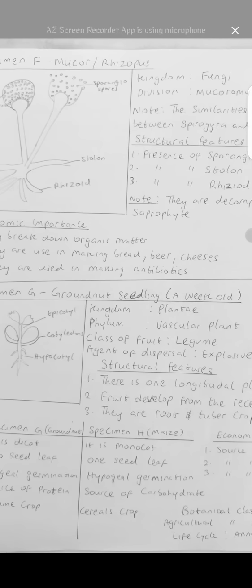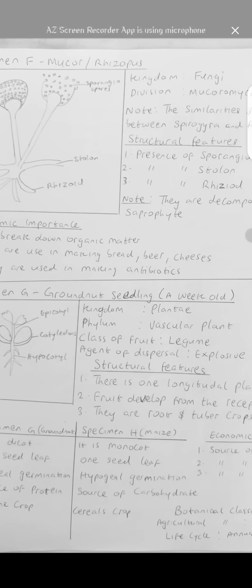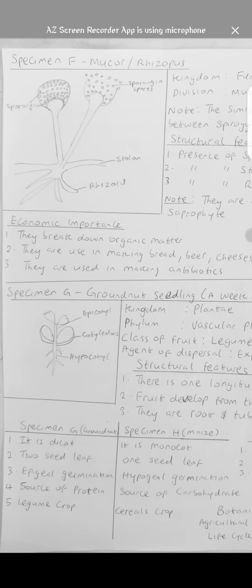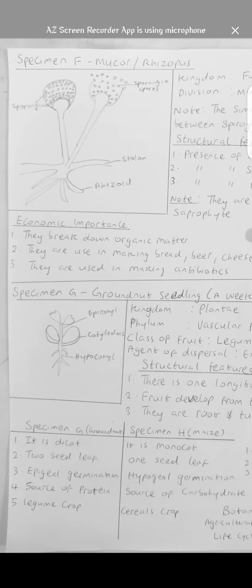That is Rhizopus. Let's look at the economic importance. Number one, they break down organic matter. Okay, they are decomposers. Number two, they are used in making bread, beer, cheeses. Please, you can break these things into different parts. You can say they are used in making bread. Number three, they are used in making beers or alcoholic drinks. Number four, they are used to make cheese. Okay, number five, they are used in making antibiotics, or drugs. So let's go to specimen G.